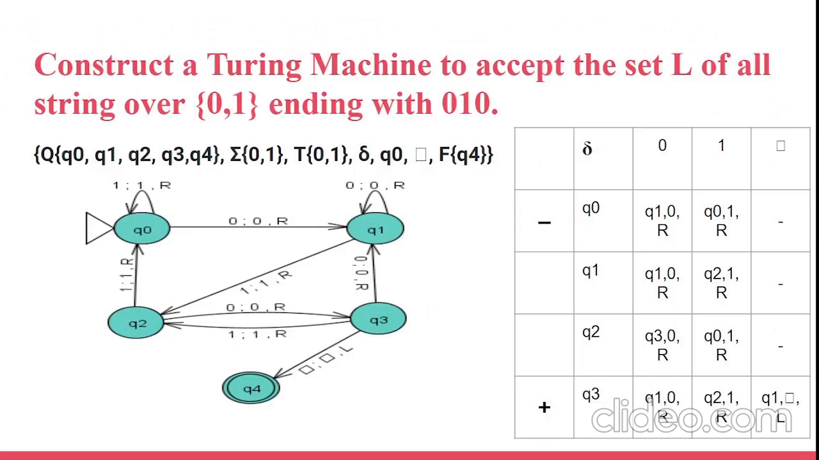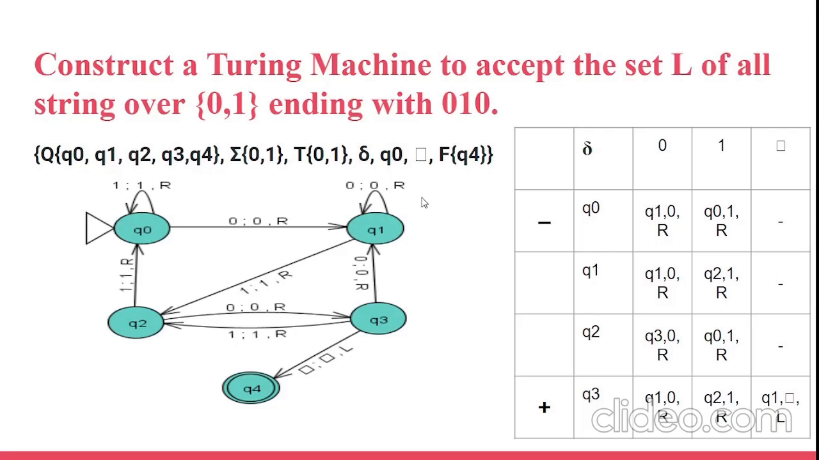Turing machine is more powerful than finite automata and PDA. It is also a 7-tuple which contains Q, sigma, T, delta, Q0, blank symbol, and F. Q is the set of states, sigma is the set of input symbols, T is the tape symbol that we can change or write or read from the tape, delta is the transition function, Q0 is the initial state, B is the blank symbol, which represents the end of the string or start of the string. Then we have F, which is the set of final states.